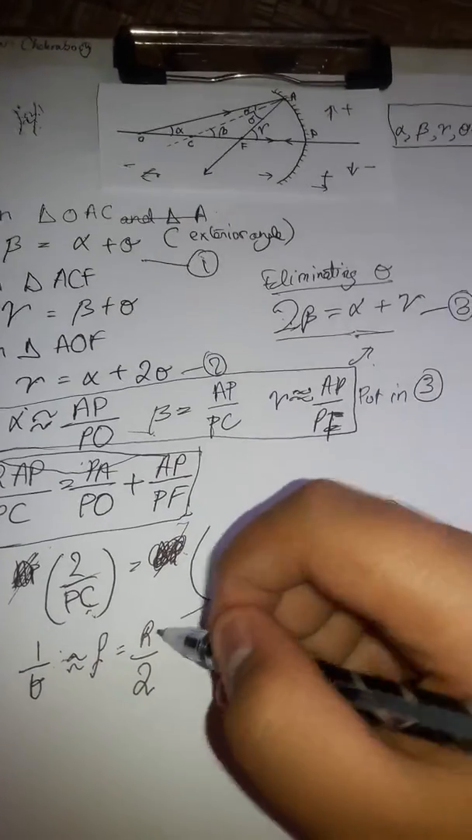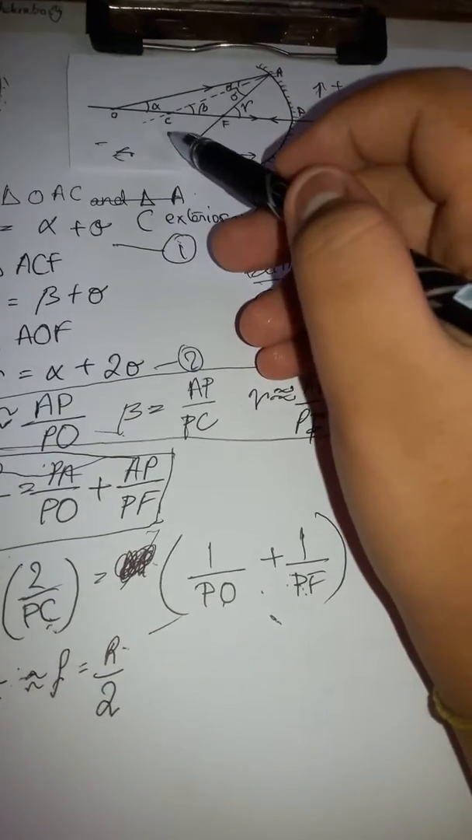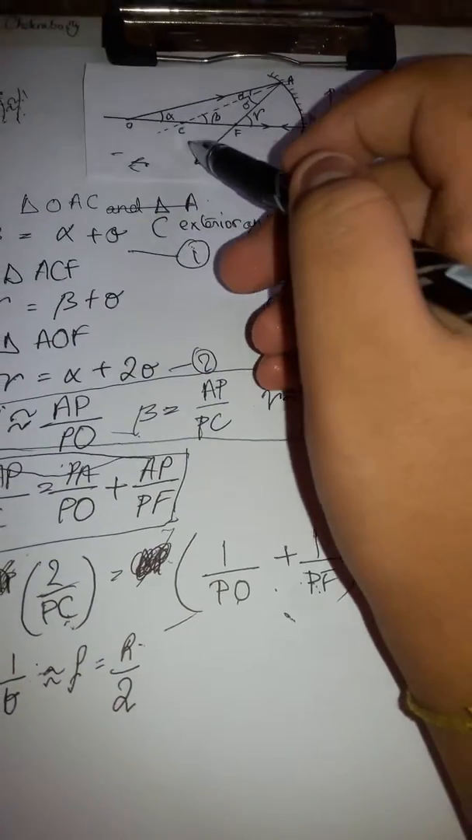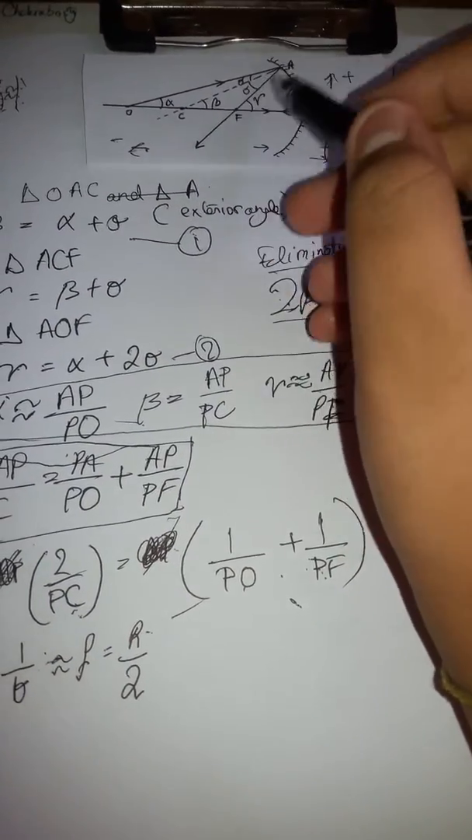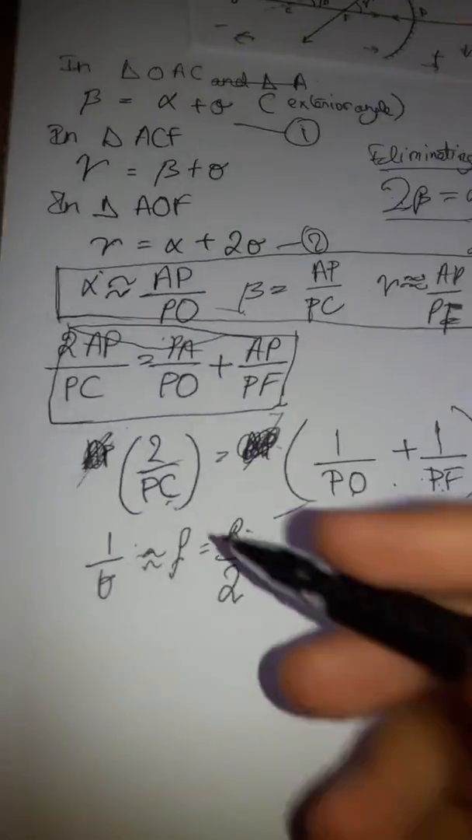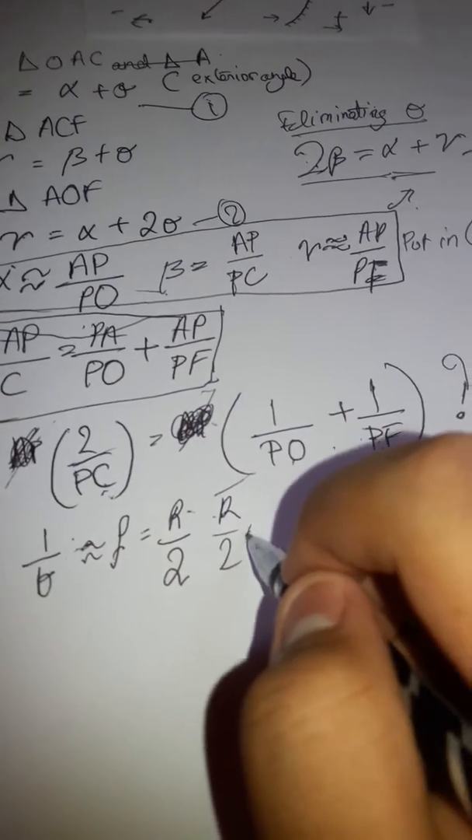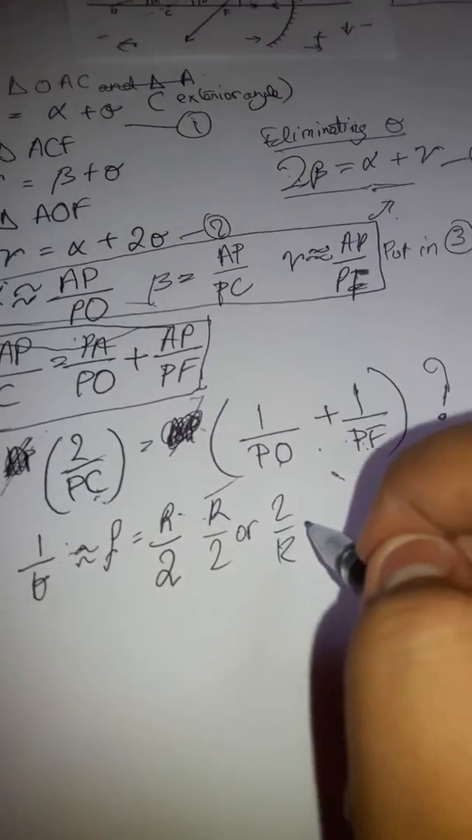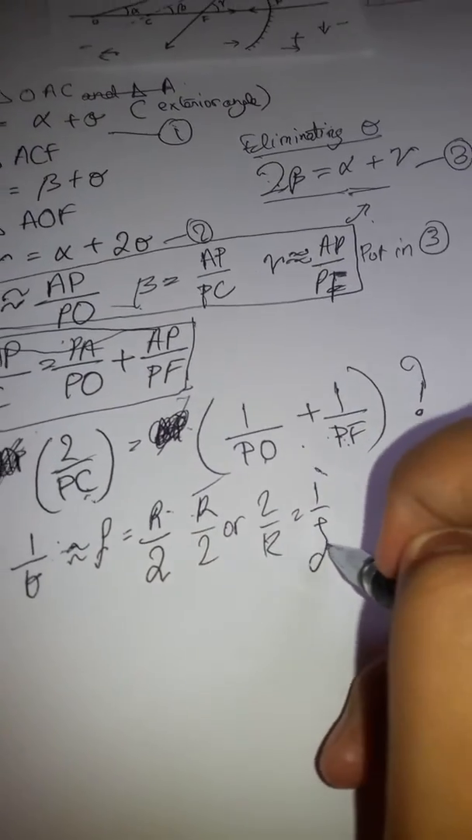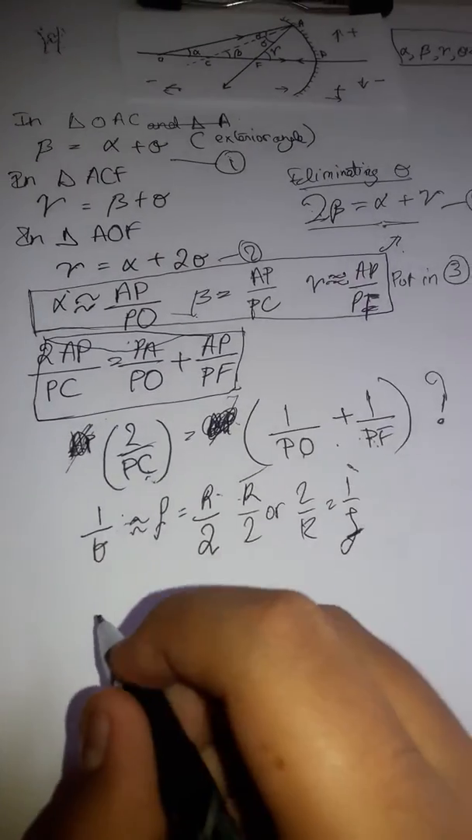Now what is R by 2? R is the radius of curvature, this whole length, by 2. What we already know, when drawing a diagram we make it half. See this very carefully. We take this as half of this whole length, so then we get this as the answer. So we can say that R by 2, or 2 by R, is equal to 1 by f. We've just got an answer right now.